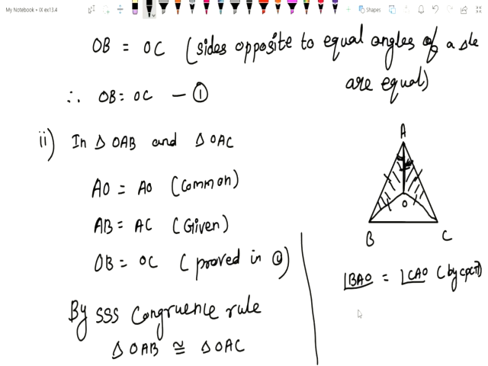So therefore these two angles should be equal, therefore AO bisects angle A. So hence proved. Is it clear, children? See the next one.